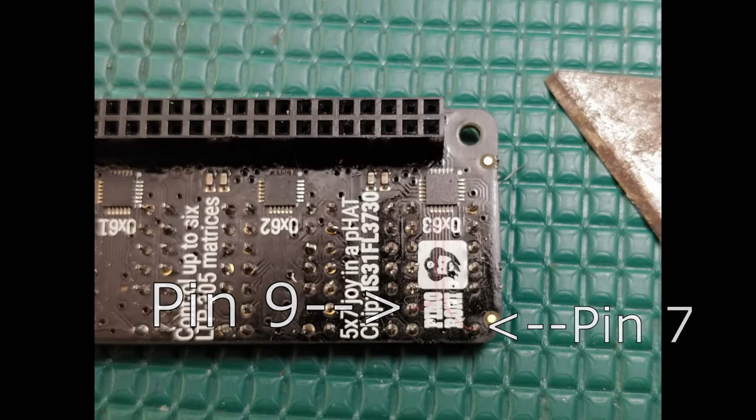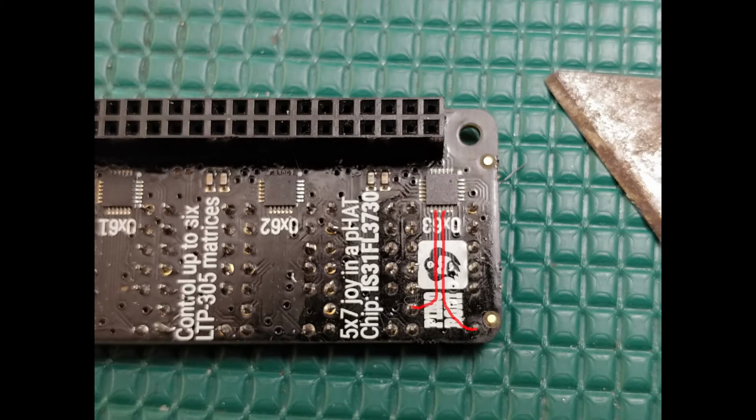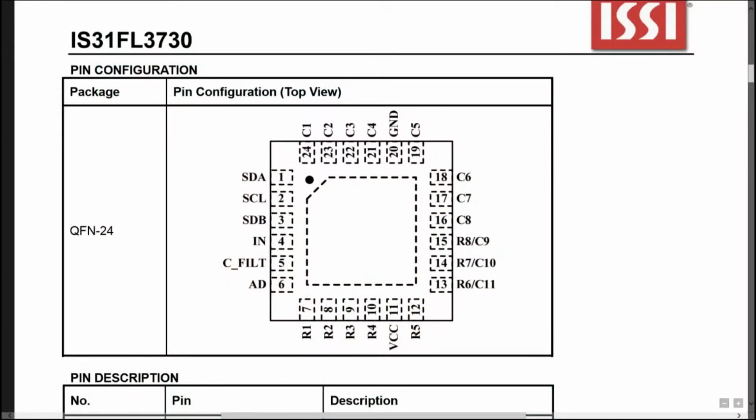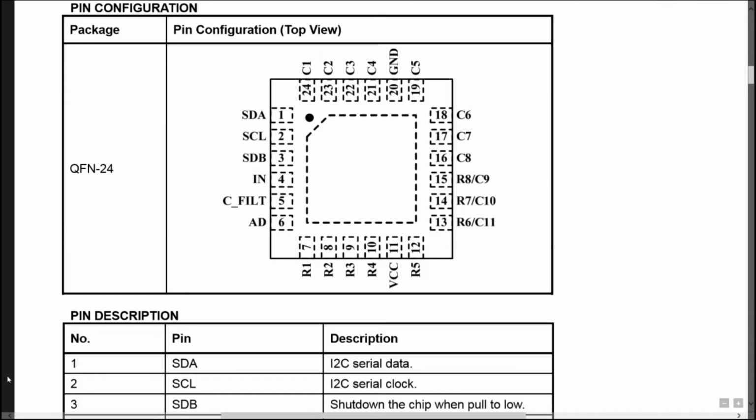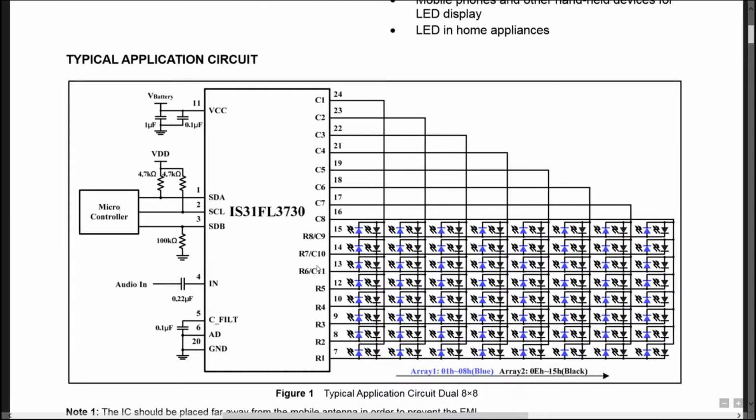Tracing these pins out, I got a buzz out for them on the FL3730 as C8 for the anode and R7 or C10 for the cathode. Each LED can only have one C pin and one R pin, so the final hookup is C8 and R7. On the application circuit for the 8x8 matrix, there is only one LED that fits these constraints.